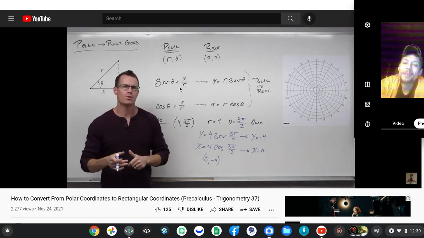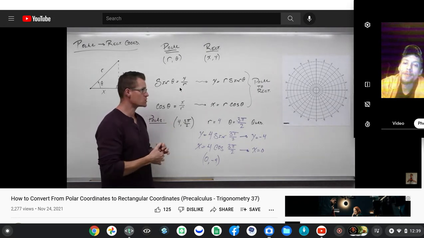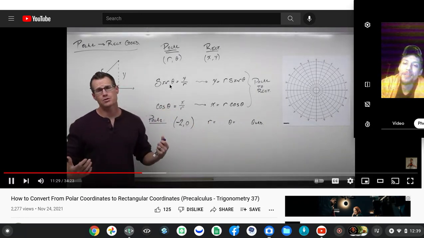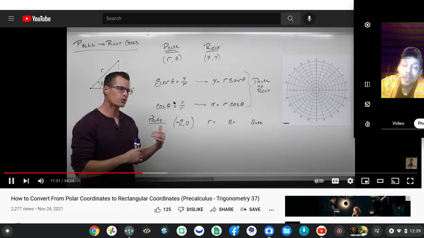We're going to practice a few more, but if you have just one takeaway, you'll be doing converting from polar to rectangular. Let's try this one. So we have a point in polar coordinates. What did we want to see? We want to change it to rectangular.